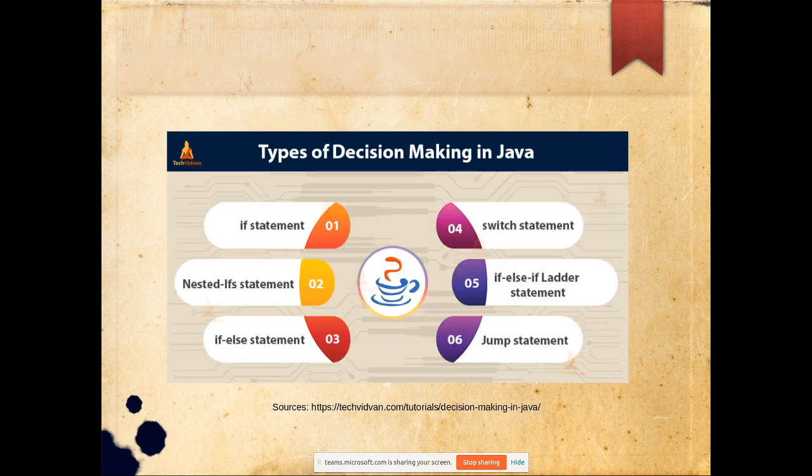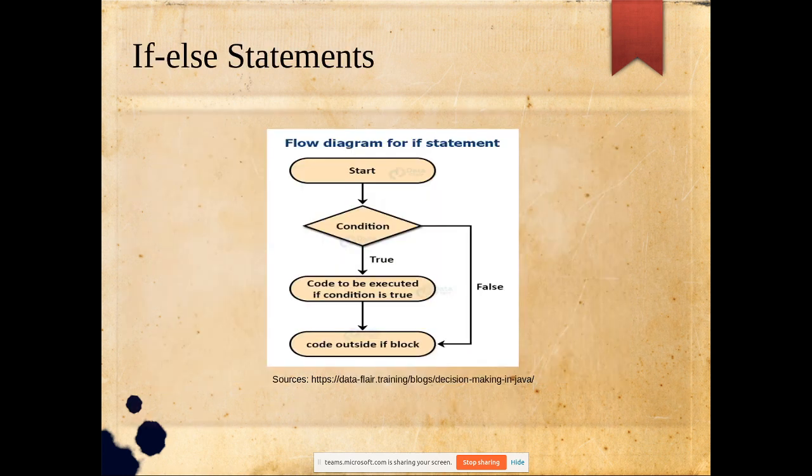Let us see the different types of decision making statements. One is the if statement, another is the nested if statement, the simple if else statement, the if else if statement, and the nested if else statement also. Then there is the switch case statement or jump statement. Today we will see about the if else statement. If time permits, we will go to the switch statement. Okay, so this is the flow diagram. We have already done this flow diagram, about the if statement.